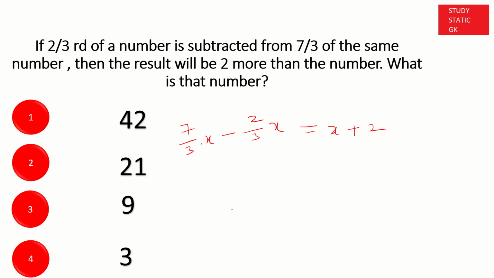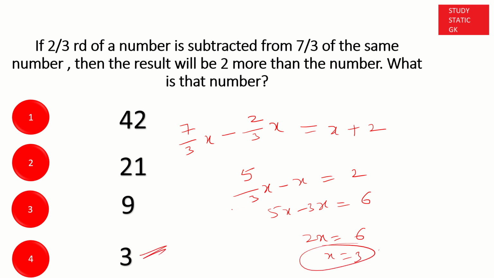You are understanding how I am writing? And 7 minus 2, 5 by 3x minus x is equal to 2. 5x minus 3x is equal to 6. So 2x is equal to 6, x is equal to 3. This is the answer. That's it. Is there any mistake in my calculation? See, 7 minus 2 is 5, 5 by 3x minus x. So this is right. This is fine.